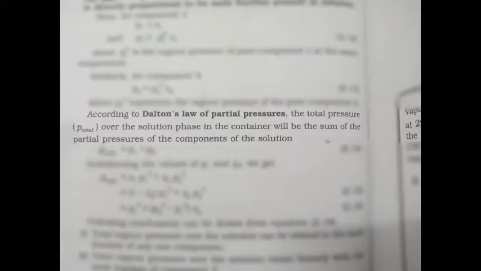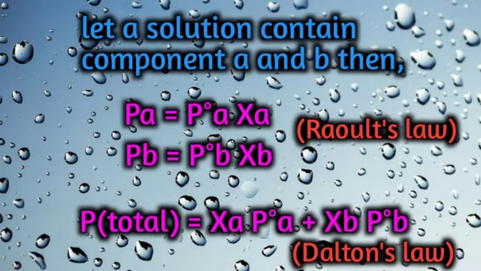Next we are going to see about Dalton's law. According to Dalton's law of partial pressure, the total pressure over the solution phase in the container will be the sum of the partial pressures of the components of the solution. Let's take a situation in which we have a closed container. Inside that we have components A and B. Okay, so let's try to understand Raoult's law and Dalton's law from this situation.